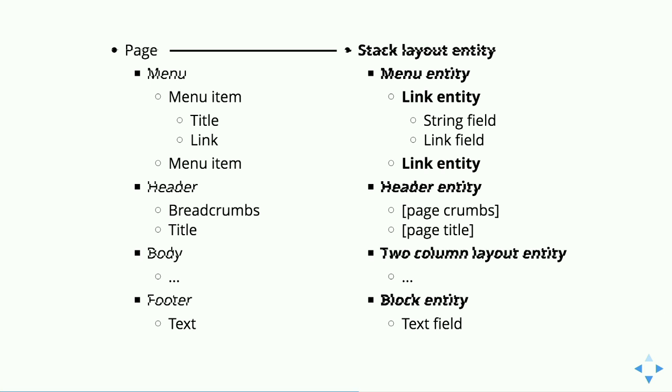This is a special thing because we do not have to create it anew each time, but we can use dynamic variables to render breadcrumbs and page title dynamically on every page. Body is our previous entity tree structure, and footer is just a piece of text.